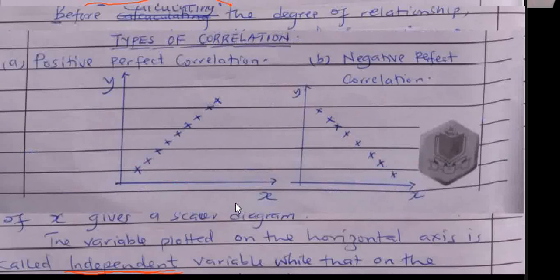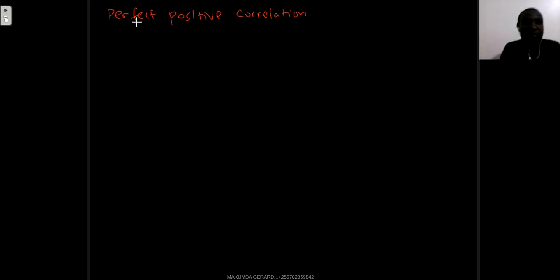Okay, we now have types of correlation. Perfect positive correlation. We are going to look at scatter diagrams, and we shall be talking about all these types of correlation in terms of the way the scatter diagram appears.